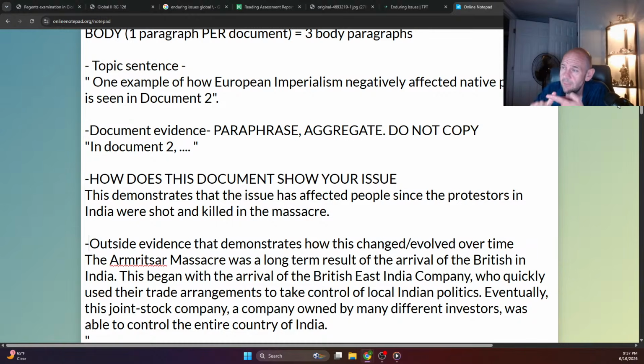All these elements: topic sentence, document evidence. How does the document show your issue is a valid issue? And then give me some outside evidence that demonstrates how this changed or evolved over time. If you do that, that's a 4 minimum paragraph. If you do it very well, it's a 5.